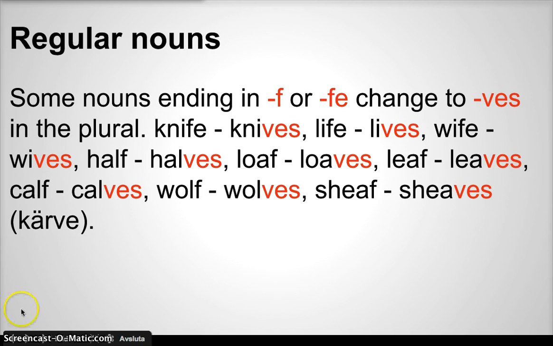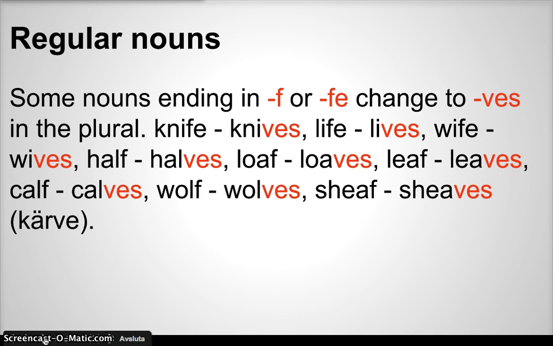One half, two halves. VES again. One loaf, two loaves. And for those of you who do not know what a loaf is, the Swedish word would be limpa. We can talk about a loaf of bread, for instance. And the spelling changes, of course, to VES.